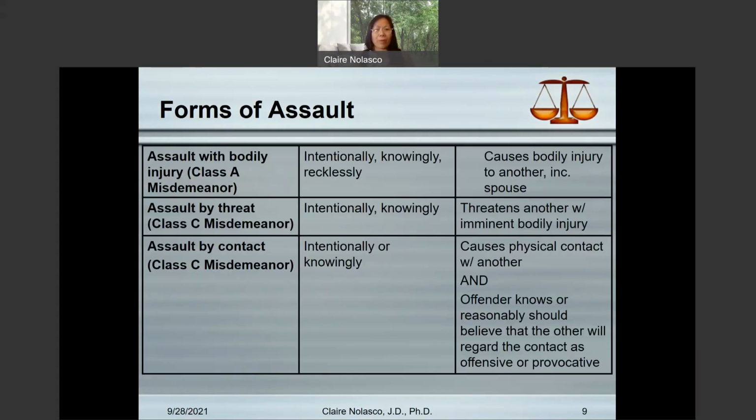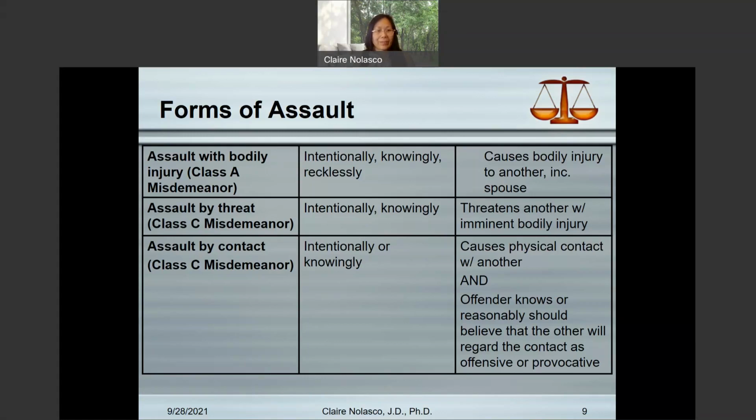Let's look at the three forms of assault under the Texas Penal Code. There is assault with bodily injury, assault by threat, and assault by contact. The first type is assault with bodily injury. This is a Class A misdemeanor. The mens rea, or criminal mind required, is intentional, knowing, or reckless. The actus reus, or the actual conduct prohibited, is causing bodily injury to another, including the other person's spouse.